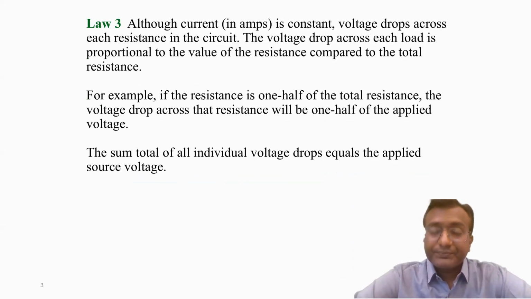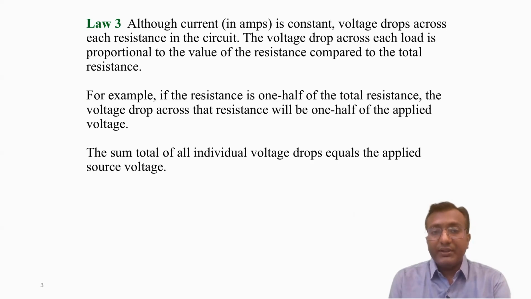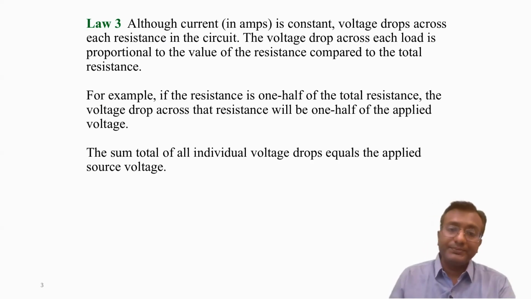Law number 3. Although current in amperes is constant, there is a voltage drop across each resistance in the circuit. The voltage drop across each load is proportional to the value of the resistance compared to the total resistance. For example, if the resistance is 1/2 of the total resistance, the voltage drop across the resistance will be 1/2 of the applied voltage. The sum of the individual voltage drops equals the applied source voltage. So this is similar to Kirchhoff's voltage law that we have studied in the previous lecture.